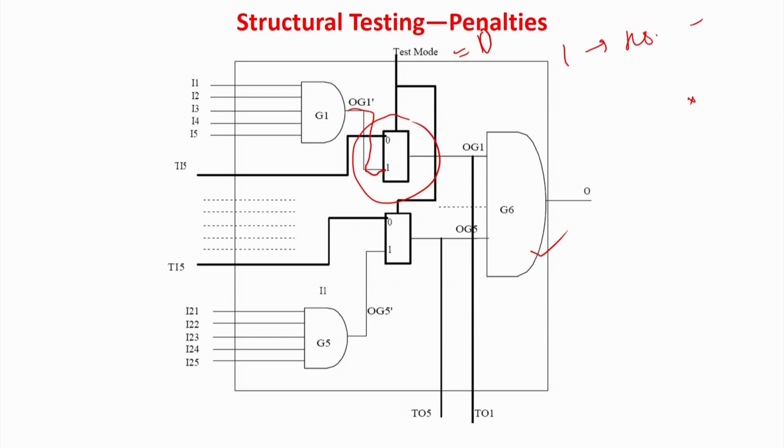1 means normal and 0 means test. I think if you flip the bits of the multiplexer, the same thing you can do the other way around. In this circuit, 1 means normal, 0 means test. So, I want to do a test, so I will make the test mode multiplexer value equal to 0, the select line.